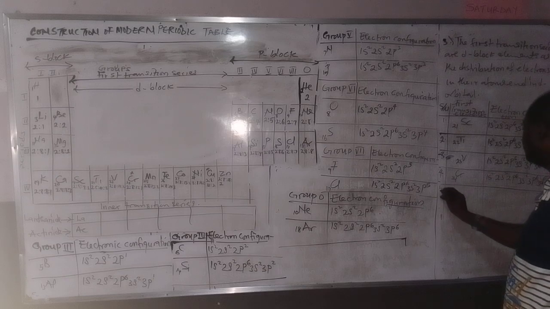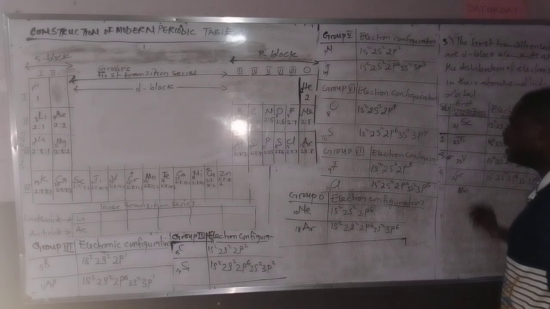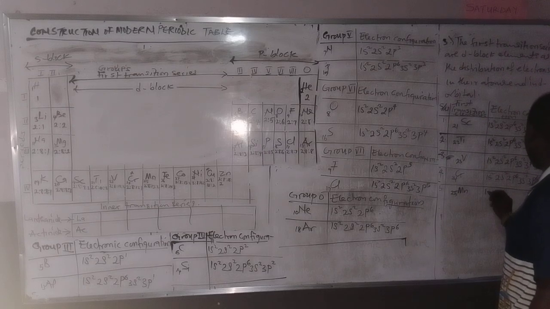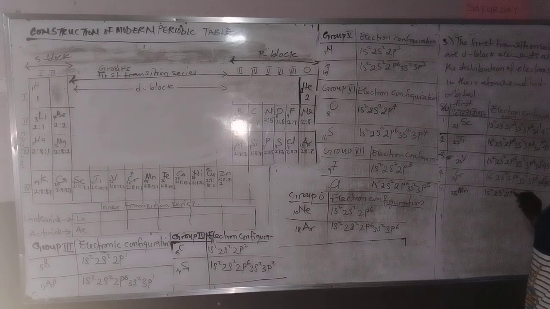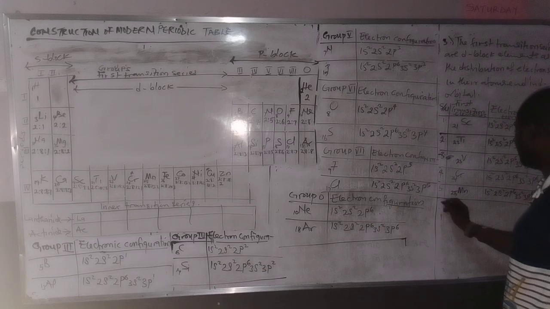Now number 5. Apart from chromium, we have manganese. Manganese 25: that is 1s2, 2s2, 2p6, 3s2, 3p6, 3d, 4s2. This one will now have 5 here. So that is that.